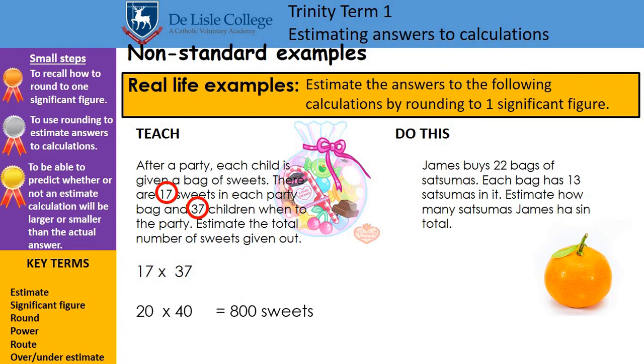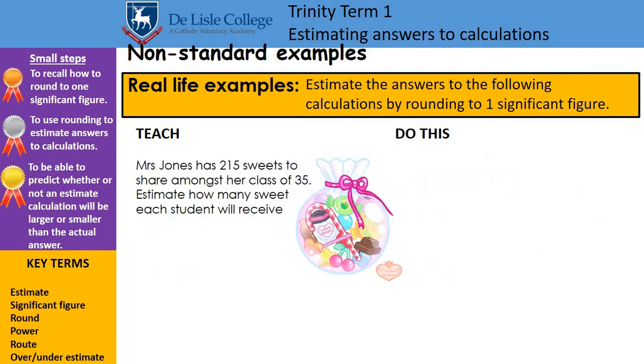So James buys 22 bags of satsumas. Each bag has 13 satsumas in it. Estimate how many satsumas James has in total. So there are key numbers. That's our actual calculation, but we want to do an estimate calculation. So we do 20 times 10, and you get 200 satsumas. Well done. Right, another one.